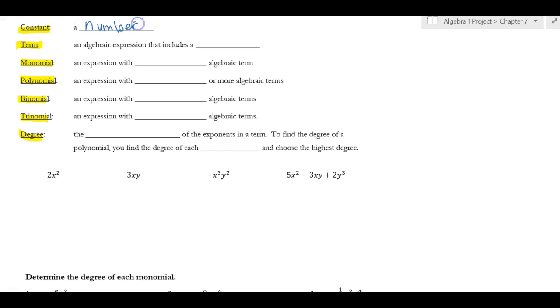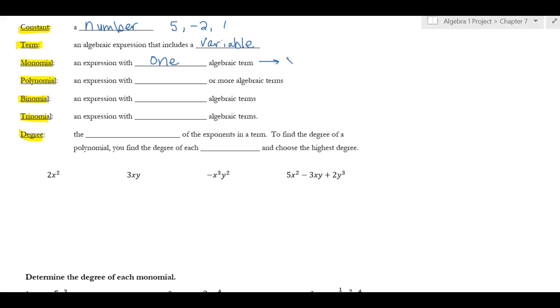It's something that doesn't change. It's constantly that value. So 5, -2, 1. Numbers are constants. A term is an algebraic expression that includes a variable. A variable changes a constant when it's multiplied because a variable means a number. A monomial is an expression with one algebraic term.